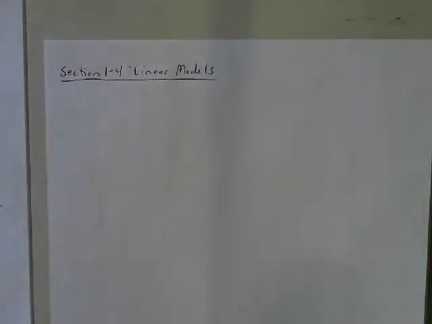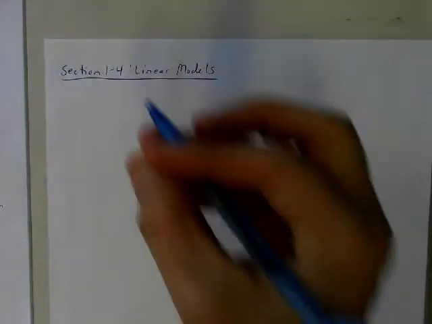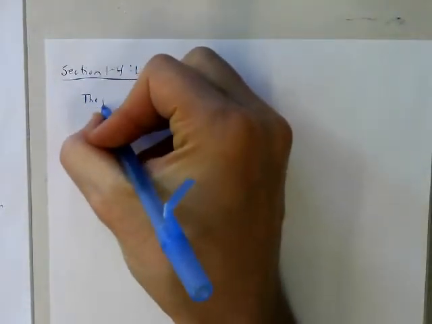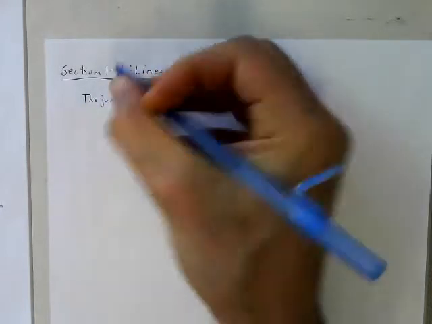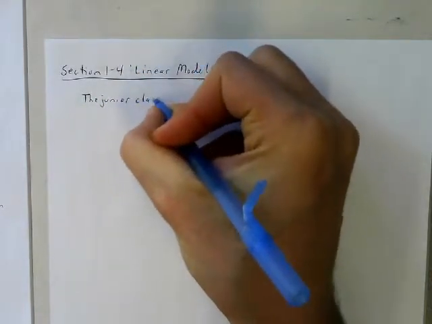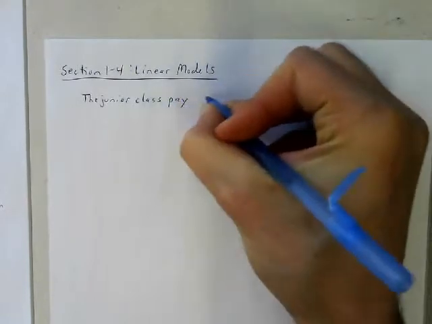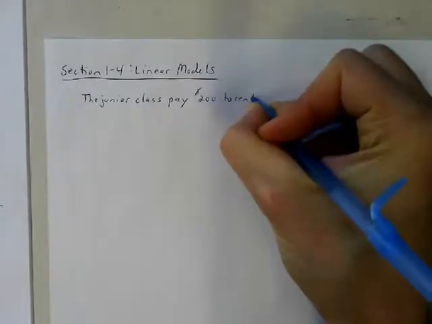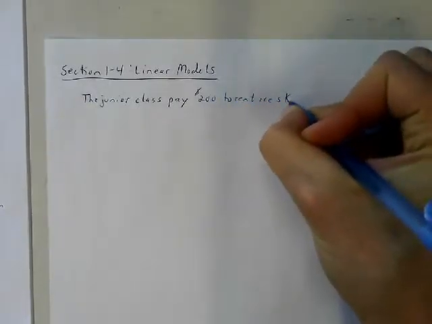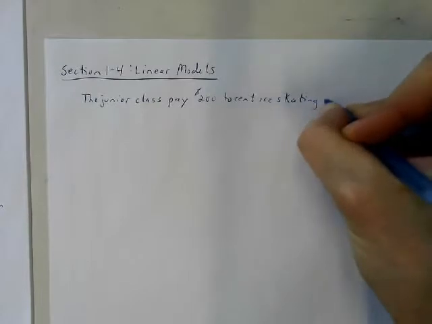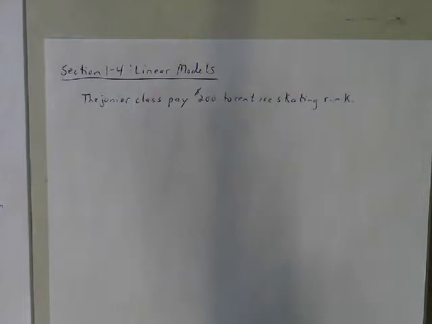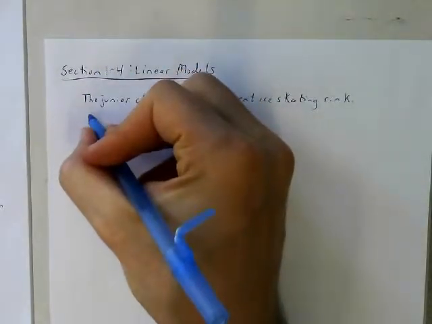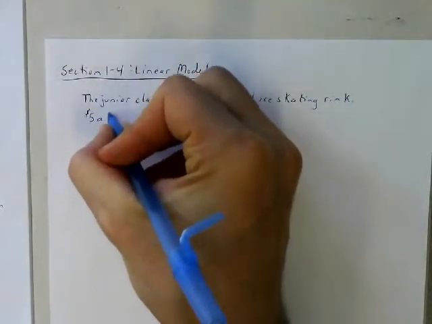In this section, we're going to discuss linear models, or in other words, applying linear functions to word problems. Let's say the junior class is doing a fundraiser, and they pay $200 to rent an ice skating rink. In order to raise money, they charge students, we'll say, $5 a ticket.